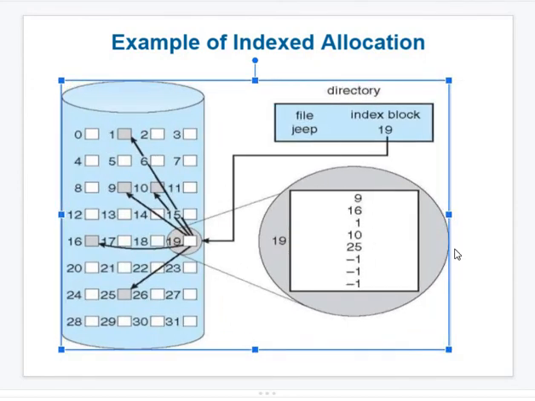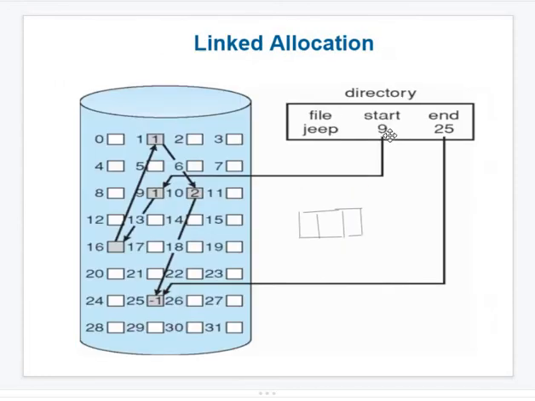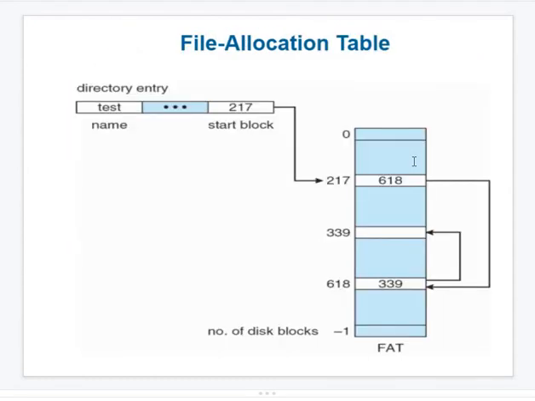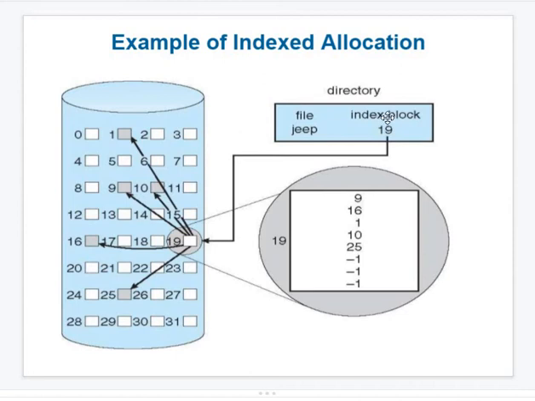Instead of maintaining start and end, or only start and length as in contiguous allocation, the table is now reduced to only one entry, the index block. The file name is zip. This is not an individual box, it's a block, and this block consists of the following references.